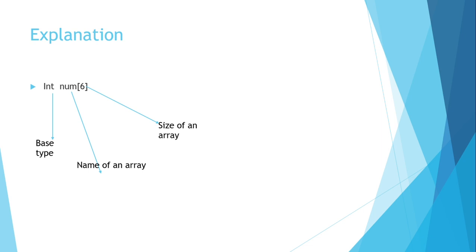In memory spaces for this array, it will be allocated like this: num of 0, num of 1, num of 2, num of 3, num of 4, num of 5. So this determines the 6. So in the array we are going to have 6 elements.